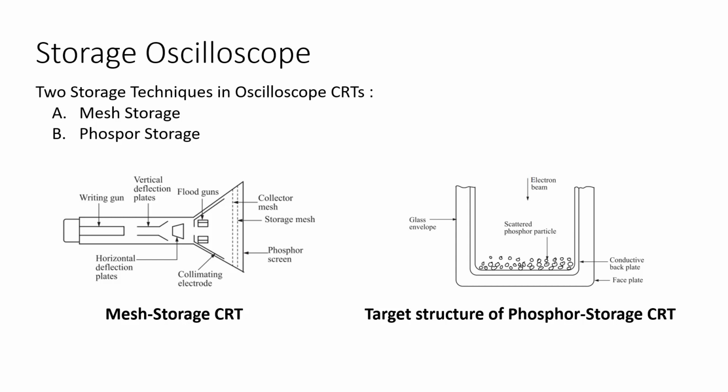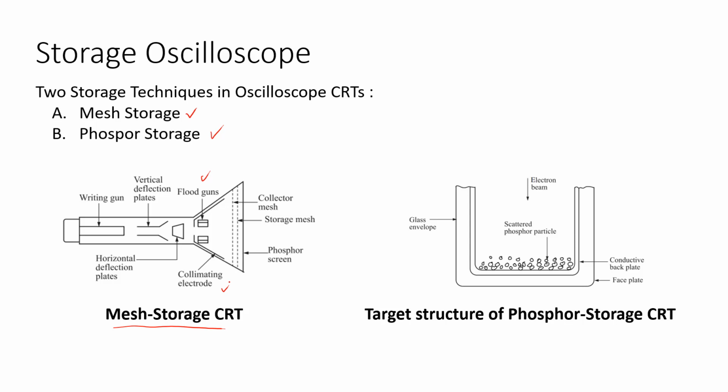Two popular techniques in oscilloscope CRT are, the first one, the mesh storage, and the second, phosphor storage. We can see in this block circuit of the mesh storage circuits, the mesh storage CRT consists of dielectric deposits on a storage mesh, and a collector mesh, and flood guns. These are the flood guns, collimator, collimating electrode, and the additions to the elements of the standard CRT.